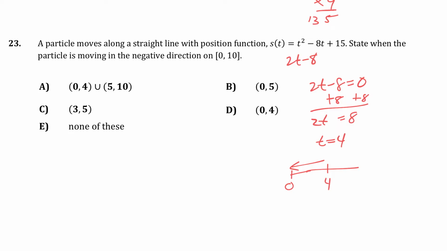What about when t is like 5 to 10, like 6? What if t were 6? Well, 2 times 6 is 12. 12 minus 8 is 4, and that's positive. And that would be a positive direction. So it's definitely not this one. It's just d. It's just that open interval from 0 to 4.